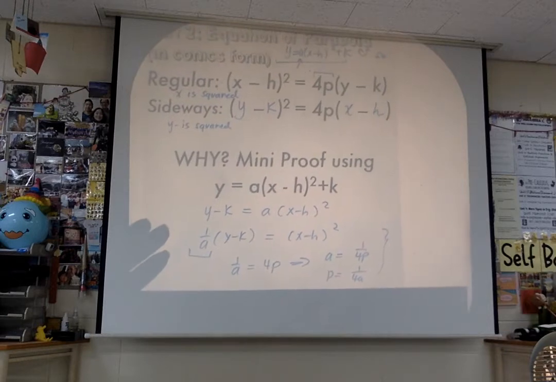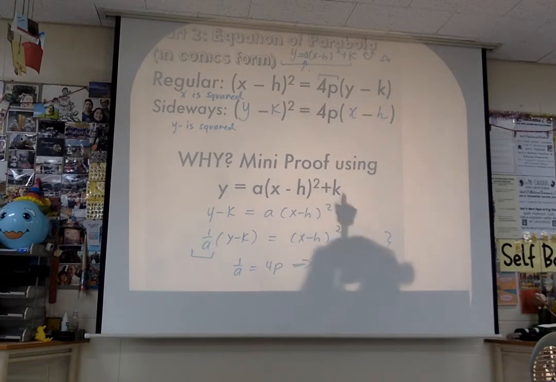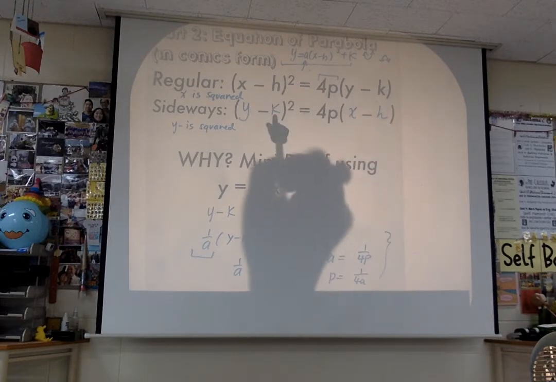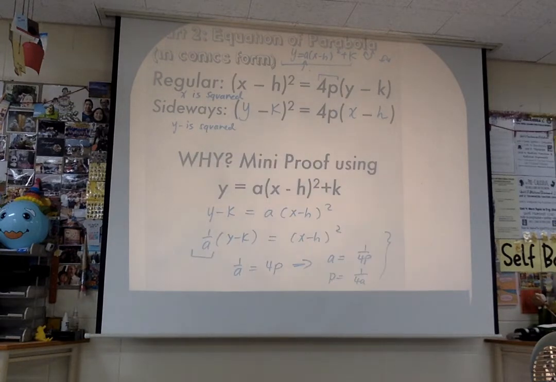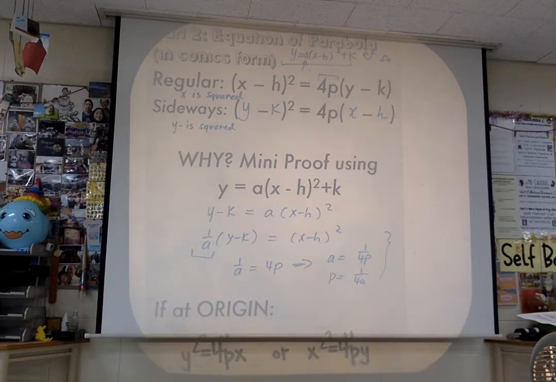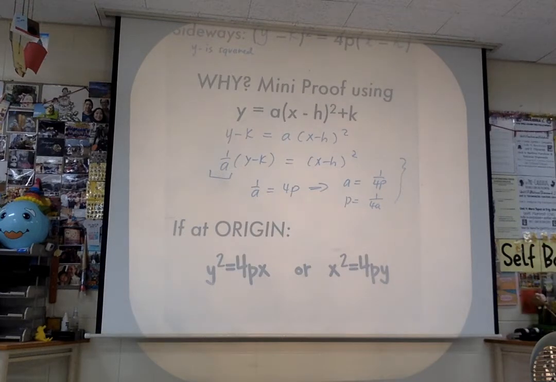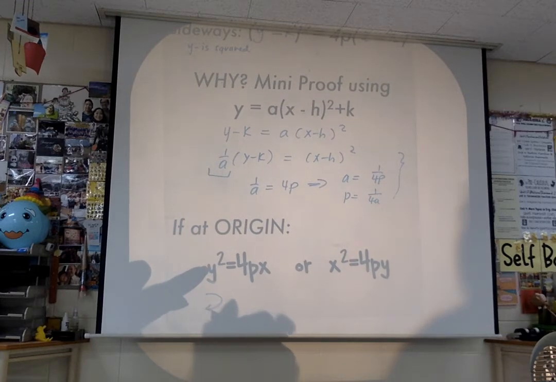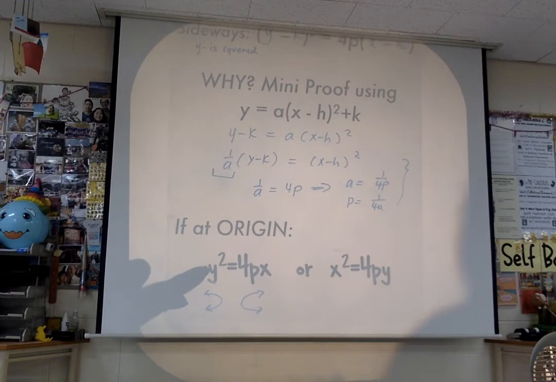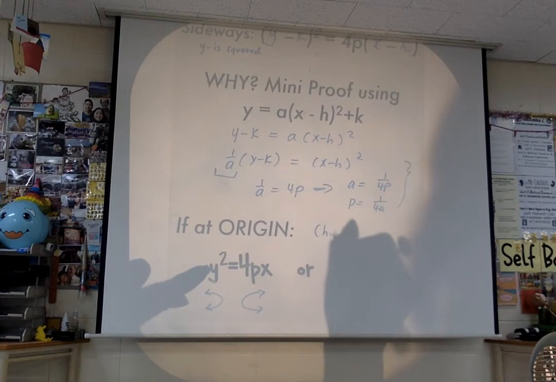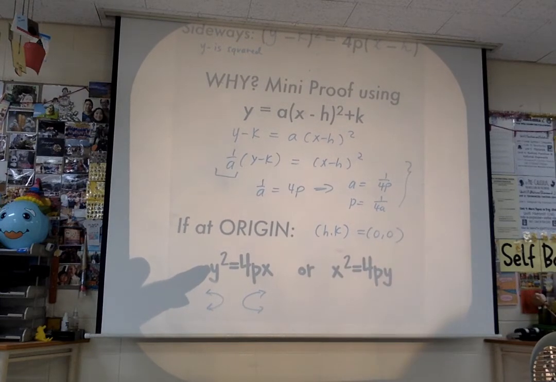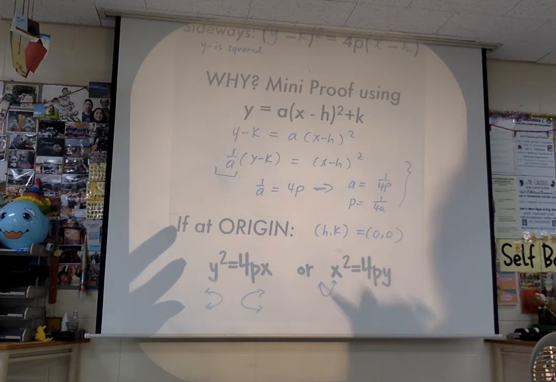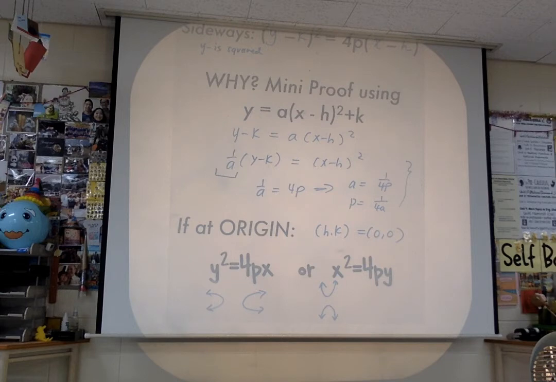Now, what if I told you that our vertex H, K is at the origin? How would this guy change? We'll plug in 0, 0. What would that be? It would just become this. So if it's at the origin, look who's squared. y is squared, so you know it's going to go this way or this way from the origin, which means H, K is equal to 0, 0. And here's the same shape. x is squared, so you know it's going to go up and down. And that's our regular.